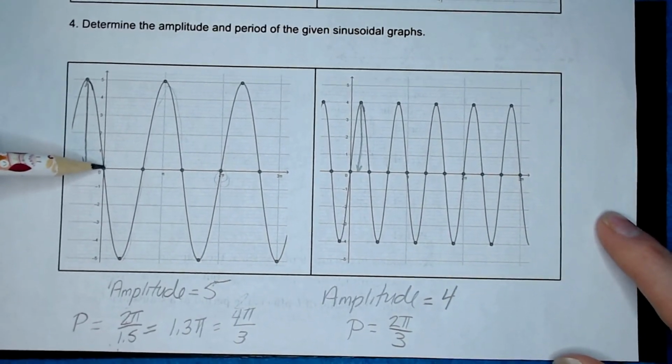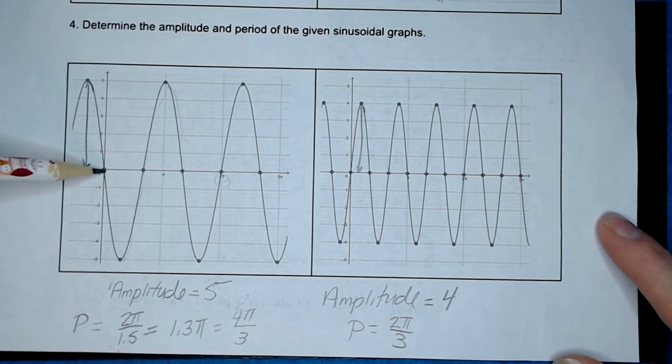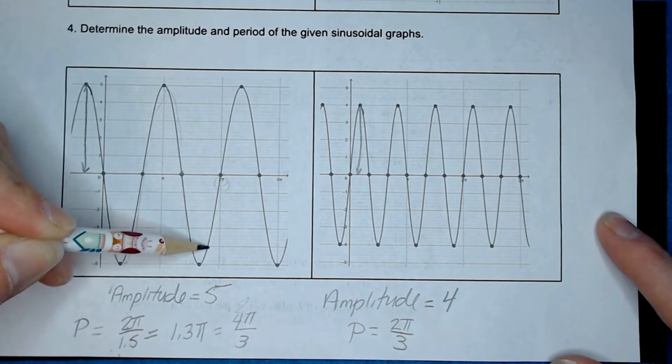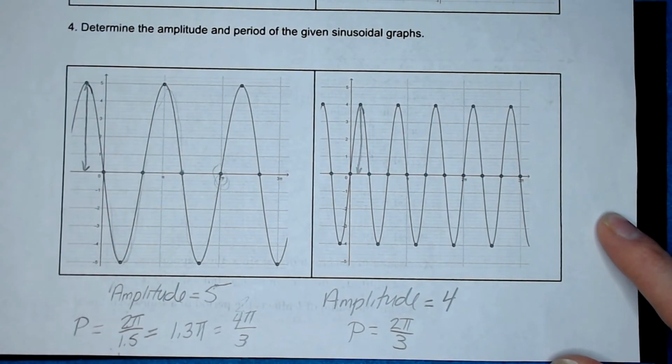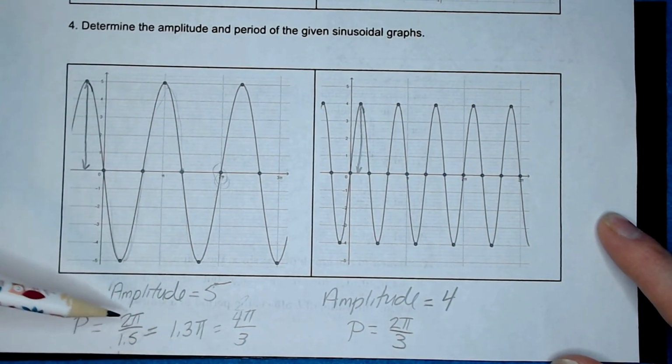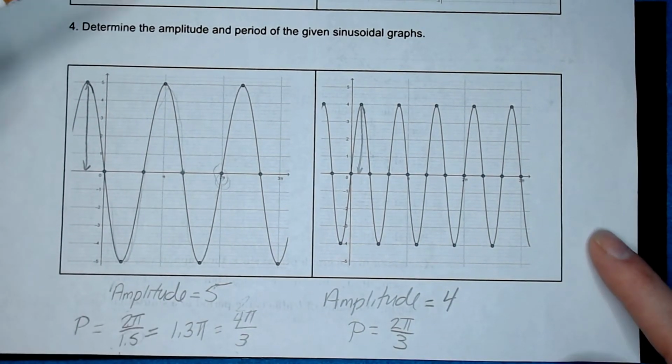So notice that in this graph, it goes from here to here. There's 1.5, and then we hit 2 pi. So 1.5 on the bottom. And then just fix it up to suit your needs. If you divided them out and got 1.3, that's okay. If you recognize that it needed to be 4 pi over 3 for the period, that's okay too.